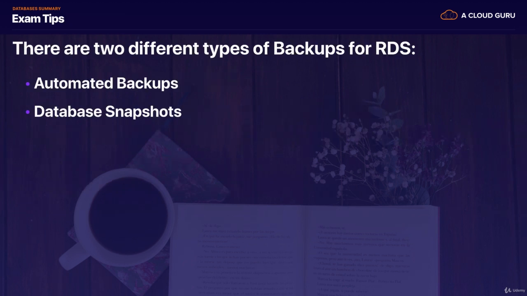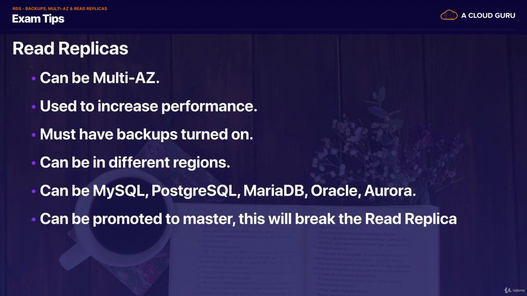DynamoDB is serverless, however. Remember, there's 2 different types of backups for RDS. We've got automated backups, and then we've got our database snapshots. So moving on to read replicas. Read replicas can be multi-AZ, and they are primarily used to increase performance. And this is a very common exam scenario. Basically, you've got a struggling database. It's got very heavy read traffic. Maybe it's a WordPress blog or something like that. How do you increase the performance on that database? And one of the answers is, of course, to add read replicas and to point your EC2 instances to those read replicas.